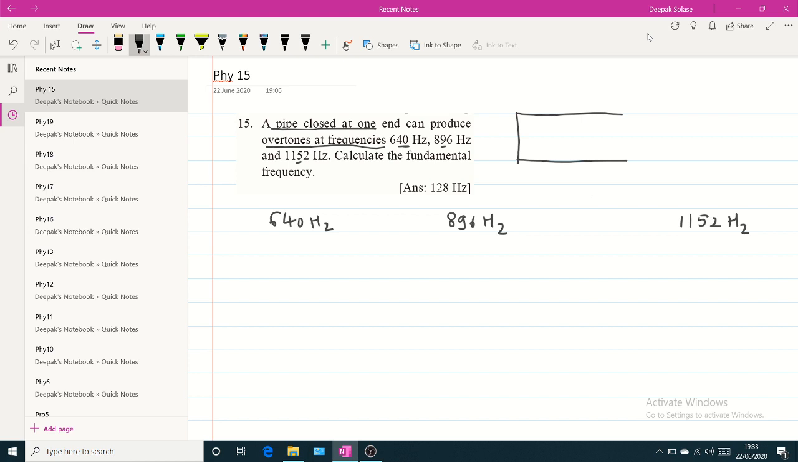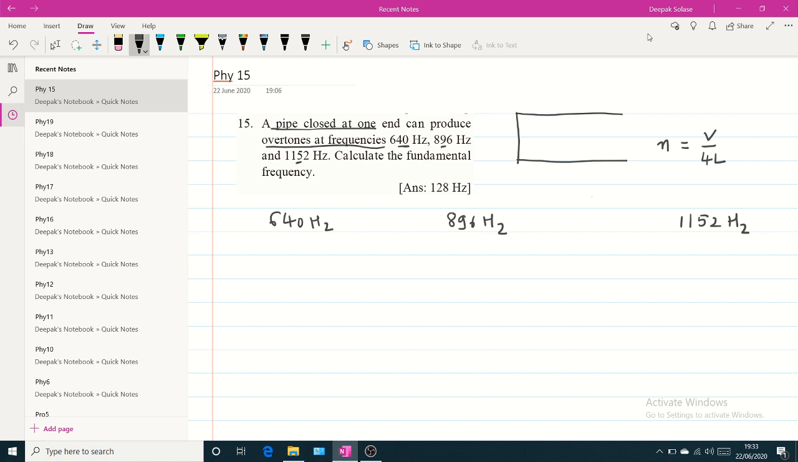They ask you to find the value of n, and we know that in a pipe the fundamental frequency is equal to v upon 4l. But in this particular problem we don't know the value of n, and these are the overtones, but we don't know which overtone it is. So this is say any overtone.